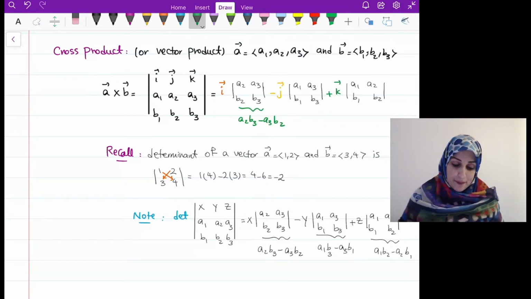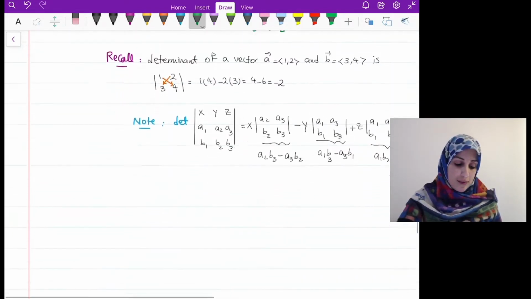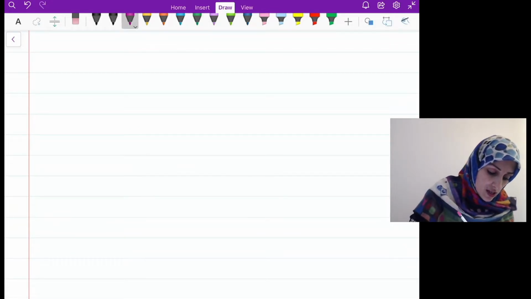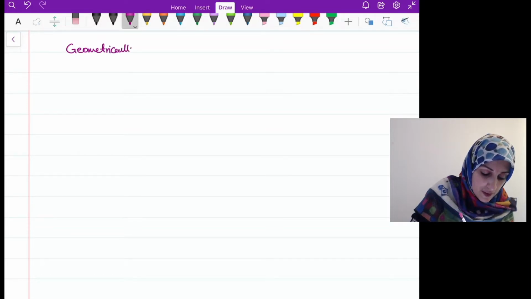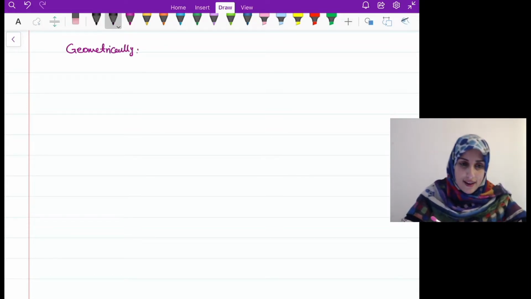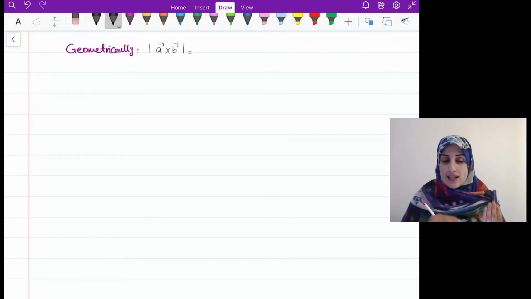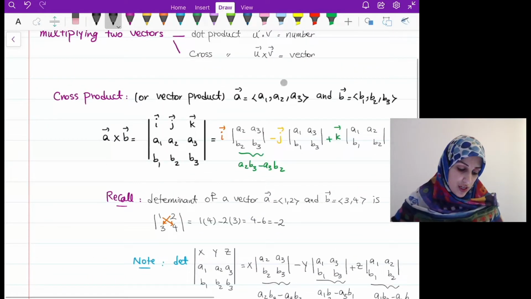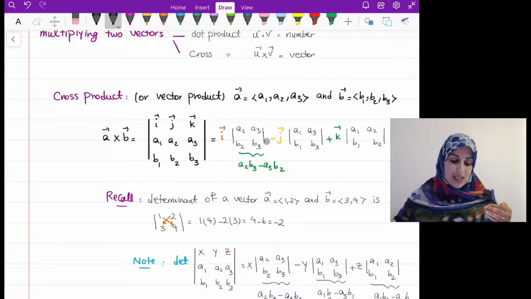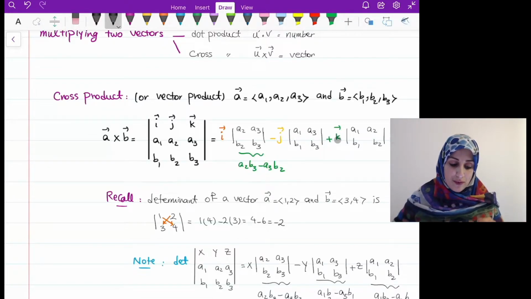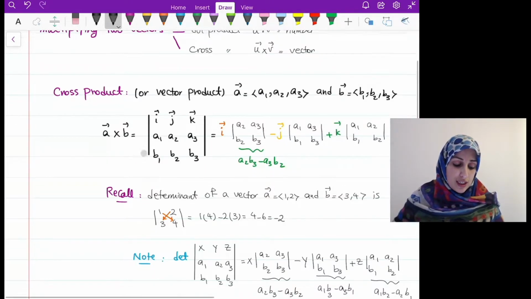Great. Now this is the definition of the cross product. What is the geometrical meaning of that? Geometrically, when I have A cross B, let me bring it one more time. The cross product is a vector because it has I, J, and K, and these are just numbers. So the cross product is a vector.